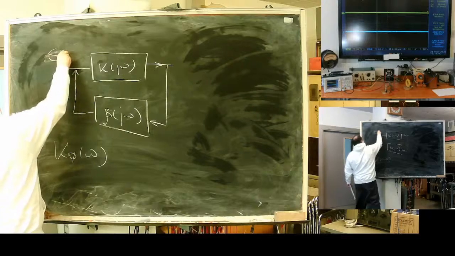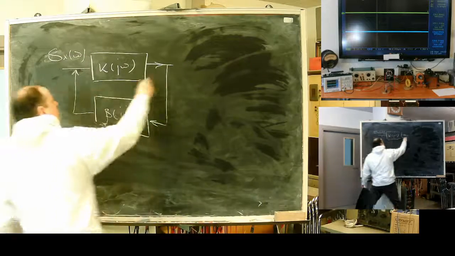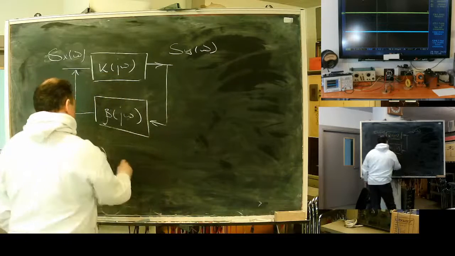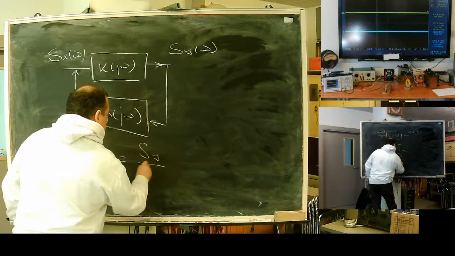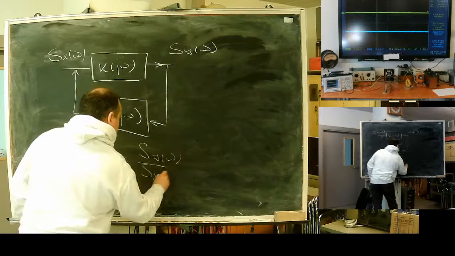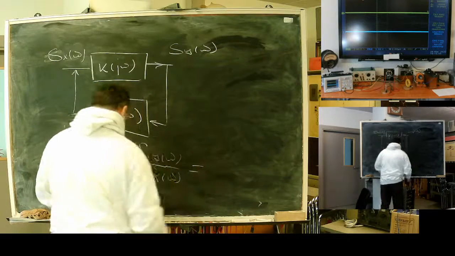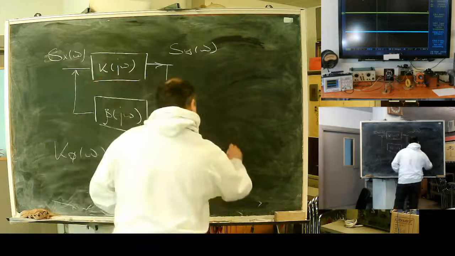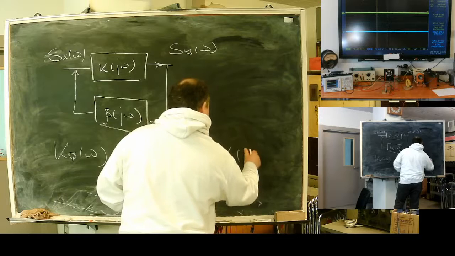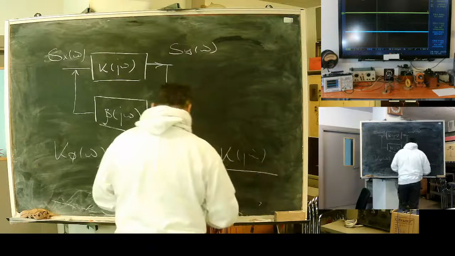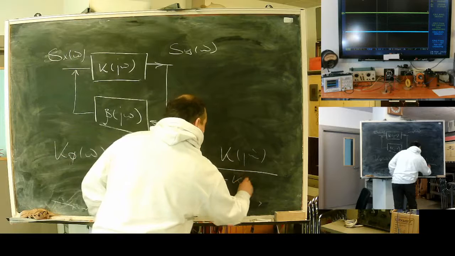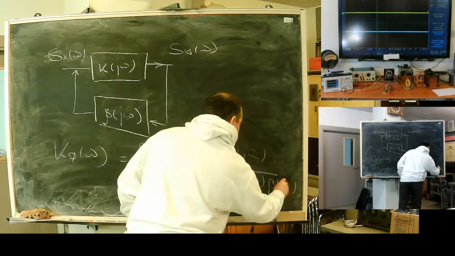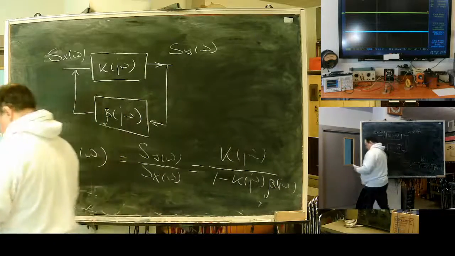we can write Sx as a function of frequency, Sy as a function of frequency, Sy over Sx equals K of j omega divided by 1 minus K of j omega beta, as a function of frequency.